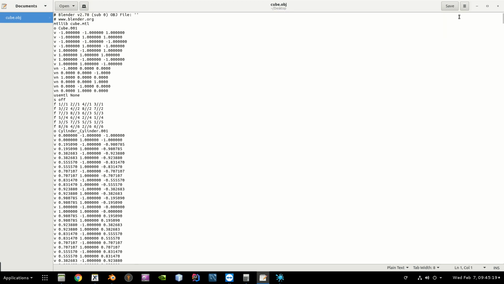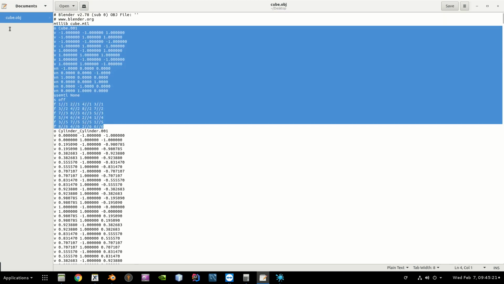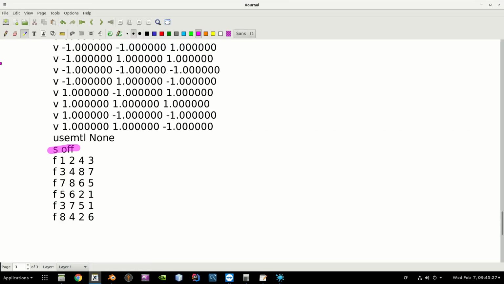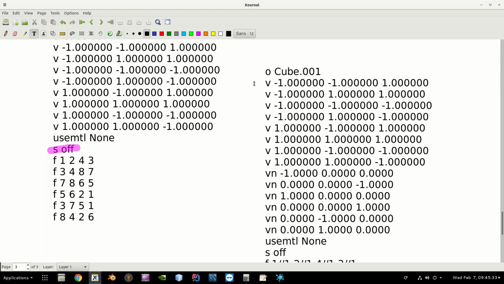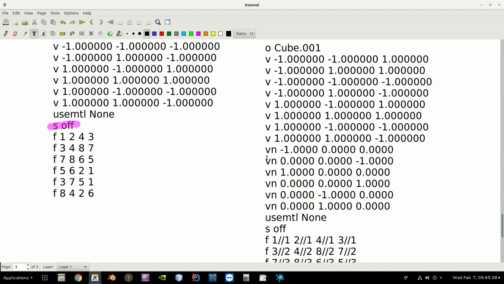So that will change a few things. Let me show you what happened. I generated this thing, and this brings in VN lines. These are the vertex normals. So for each vertex, we had 8 different vertices. We now have 8 different VNs, vertex normals, and that will tell us what's going to be the normal for each of these vertices. It also changes the face lines.